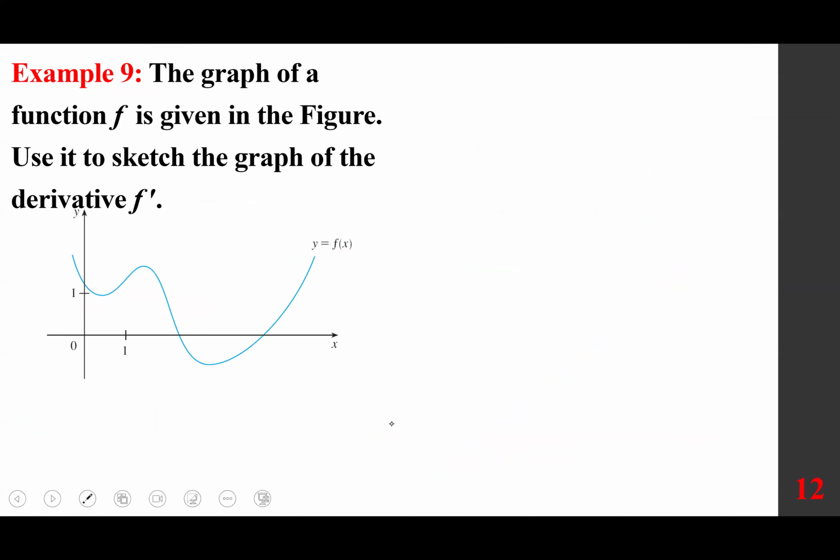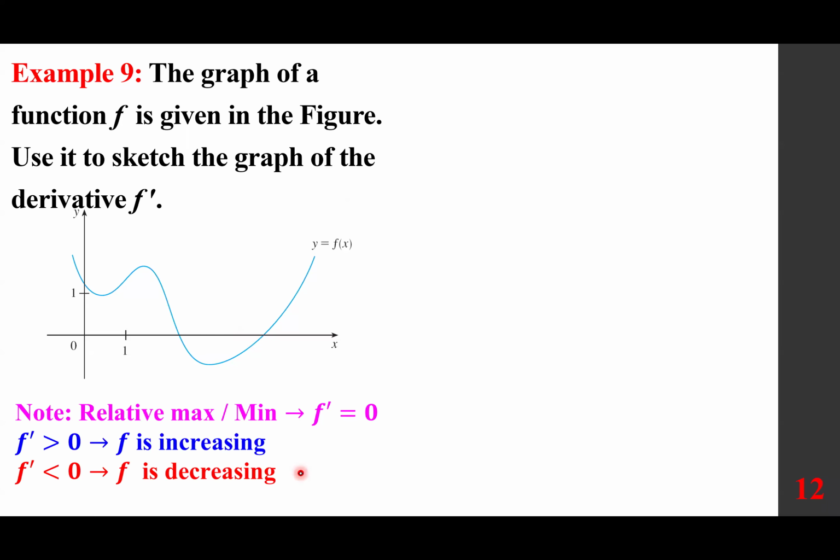The graph of a function f is given. Use it to sketch the graph of the derivative f prime. In general, there are a few things that will help us graph a function. Peaks and valleys: local min, local max, local min. And if you draw a tangent line, it's horizontal, f prime is 0. Decreasing, increasing, decreasing, increasing. The function is increasing, f prime is positive, decreasing is negative. So we should have this information.